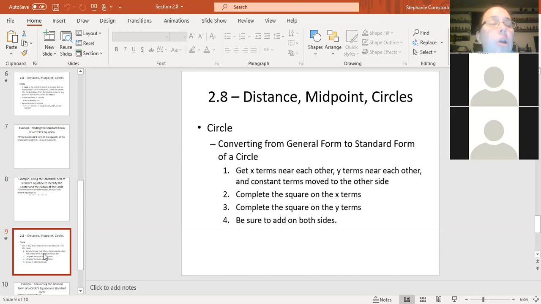Then you're going to have to do the complete the square process that we talked about last week out of section 1.5. We're going to have to do that twice: once with the X's and again with the Y's. And the same way that we saw last week, whatever we added on the left, we had to make sure to add on the right.